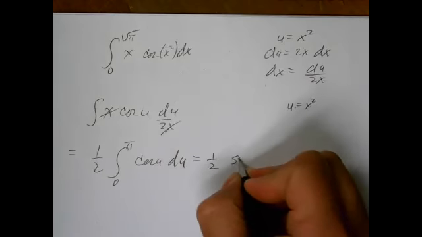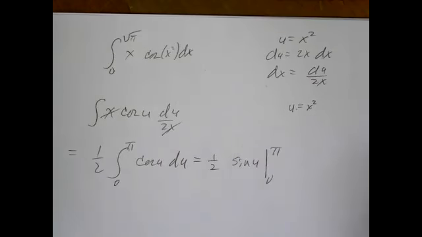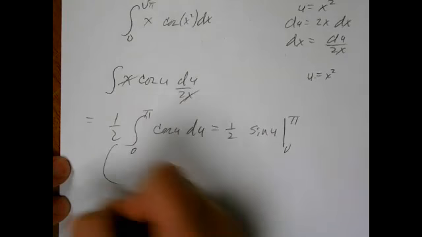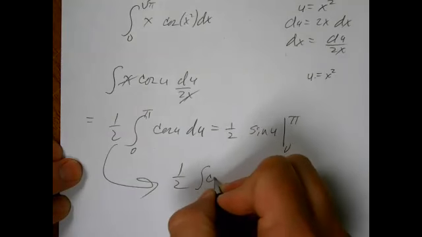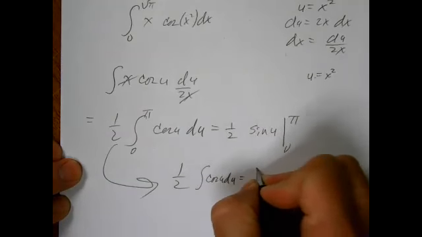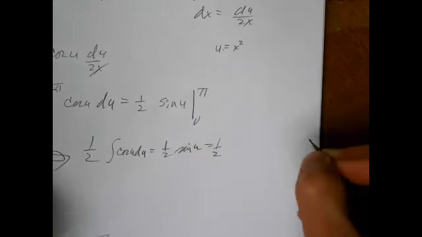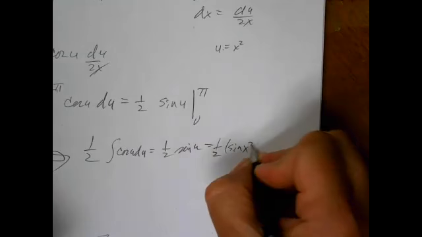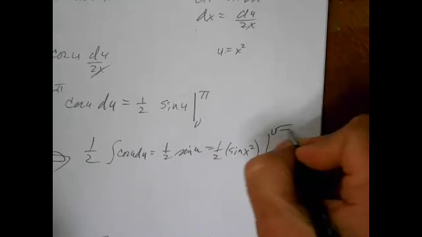The integral of cosine is sine of u evaluated from 0 to pi. I'll leave the evaluation up to you. That should be an easy one for you to handle. An alternative ending to this story would be 1/2 the integral of cosine of u du being 1/2 sine of u. And if you take the u out and put the x squared back in, you can then evaluate from 0 to the square root of pi.